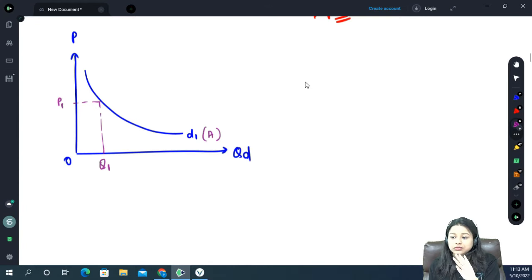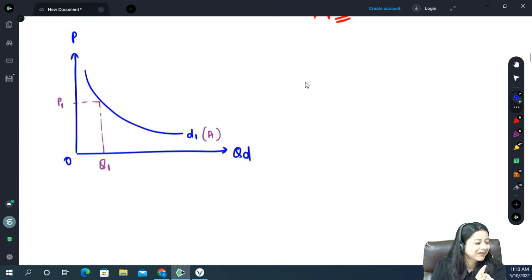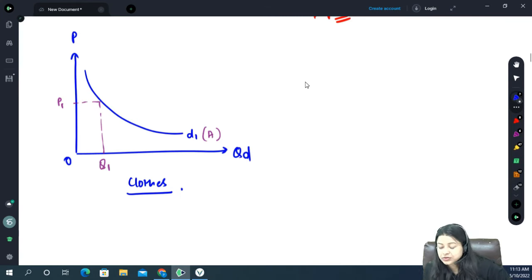If his income is increasing, he will be able to buy more of the same product at the same price. Clear? Let me take this good as cars. Give me an example: what will you buy more if you are earning more? Very good. Clothes. I think this is the best example. Okay, D1 is the current demand curve.